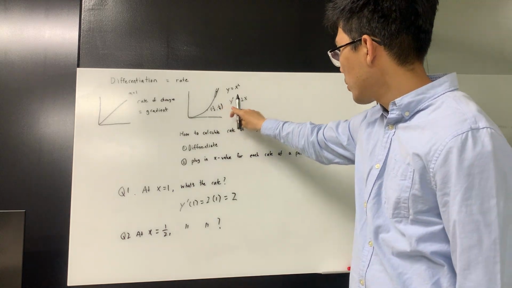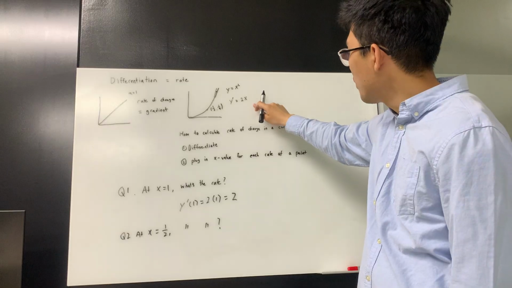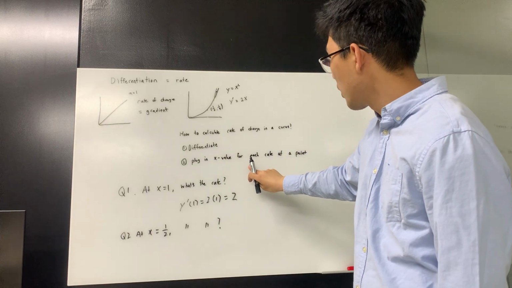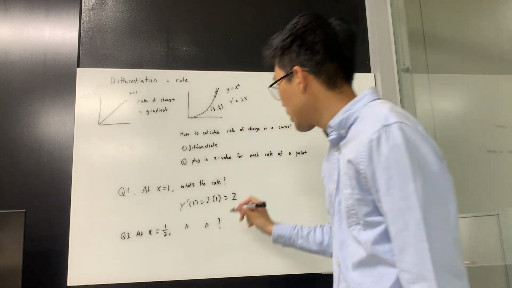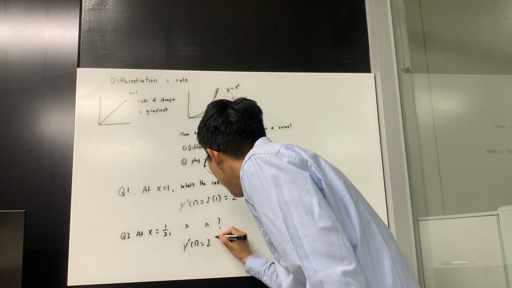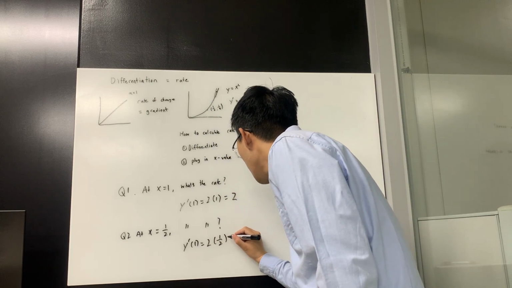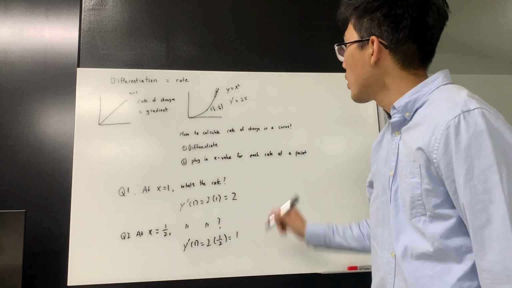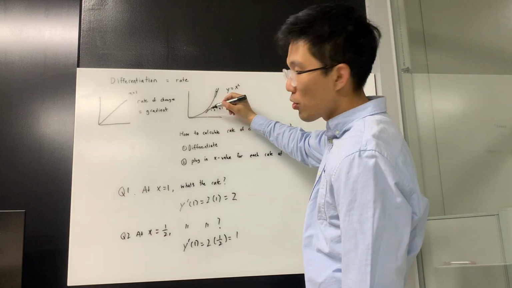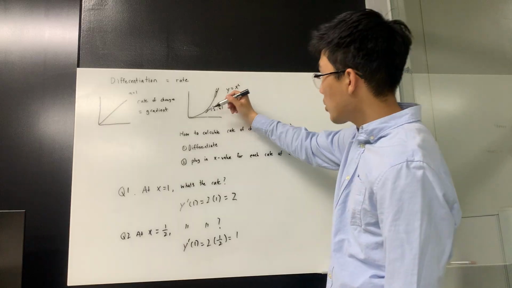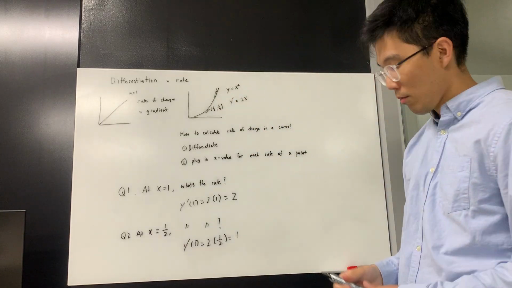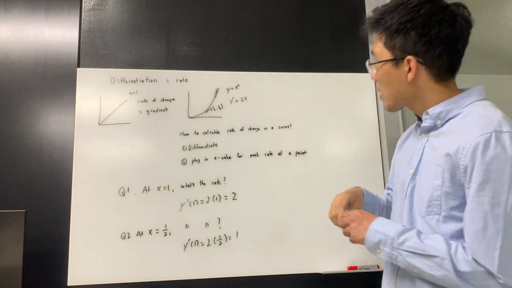So first you need to differentiate, it's already done. Second, you need to plug in the x value to figure out the rate. Y prime is equal to 2x. So instead of x, you plug in 1/2. 2 times 1/2 is equal to 1. So at this point right here, I drew a tangent line. And at this tangent line, the rate of change is equal to 1. Okay? Does this make sense? I think it makes sense.